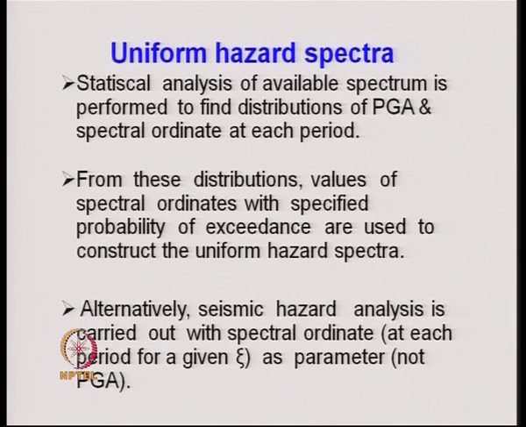Next we come to uniform hazard spectrum. The uniform hazard spectrum is also used in many cases when we are doing hazard analysis, that is seismic risk analysis of structures at a particular site, and that may require the construction of a uniform hazard spectrum. Statistical analysis of available spectrum is performed to find the distribution of peak ground acceleration and spectral ordinate at each period in order to obtain the uniform hazard spectrum.